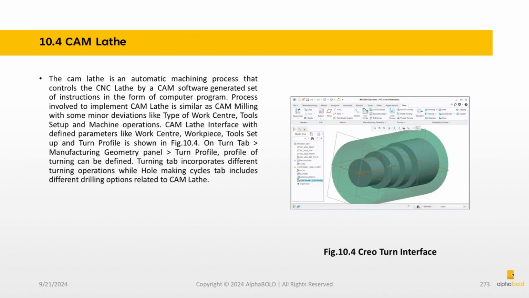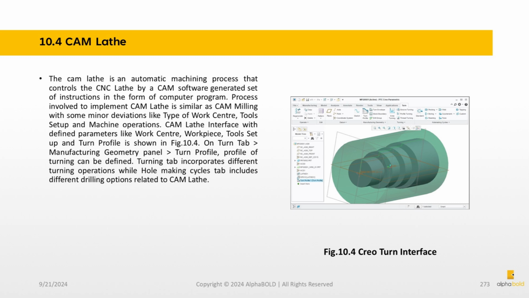The CAM lathe is an automatic machining process that controls the CNC lathe by a CAM software-generated set of instructions in the form of a computer program. The process involved to implement CAM lathe is similar to CAM milling with some minor deviations like type of work center, tool setup, and machine operations. The CAM lathe interface has defined parameters like work center, workpiece, tool setup, and turn profile.